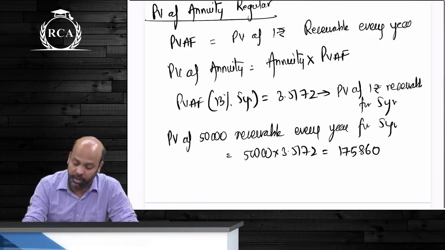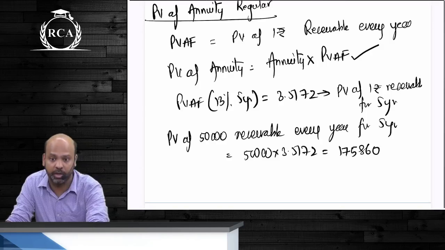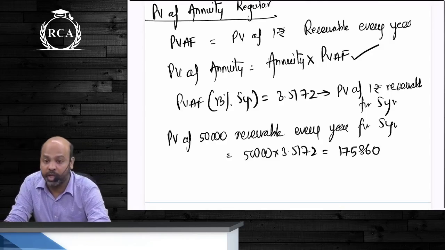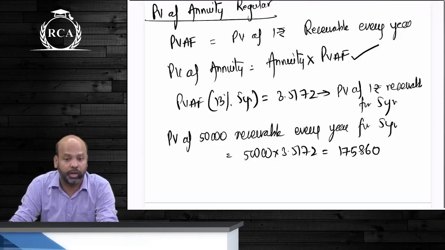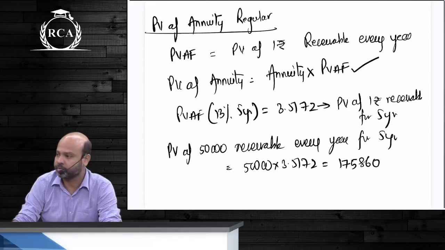So the formula is very clear. Present value of annuity is equal to annuity amount multiplied by present value annuity factor. Is this understood by everyone? Yes or no? Is everyone clear about computation of present value annuity factors? Copy this part also, guys. Present value of annuity, regular.